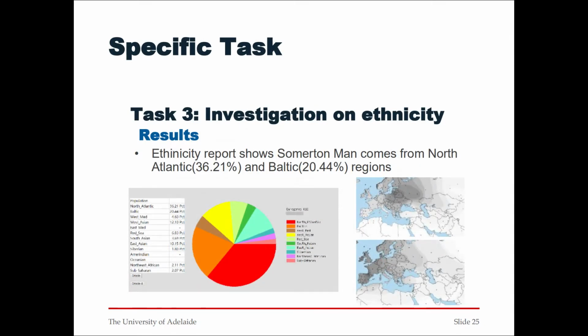Here is the ethnicity report of the Somerton Man's DNA kit. As we can see, the largest ethnicity proportion is the North Atlantic region, and the map of it is shown in the bottom right figure. And the second largest region is the Baltic region. The map for it has been presented in the figure at the top right. Both regions are in Europe.